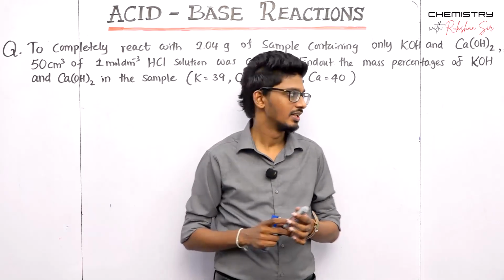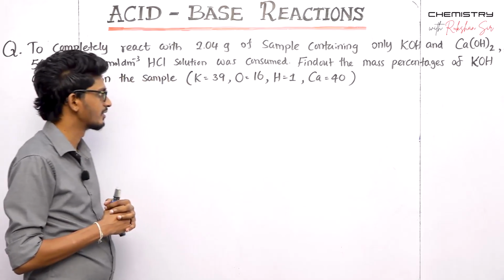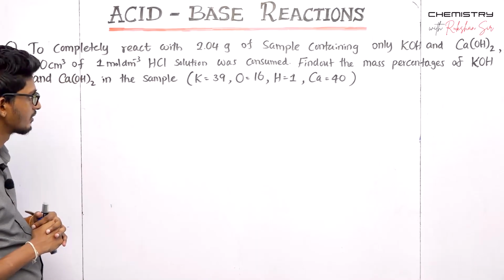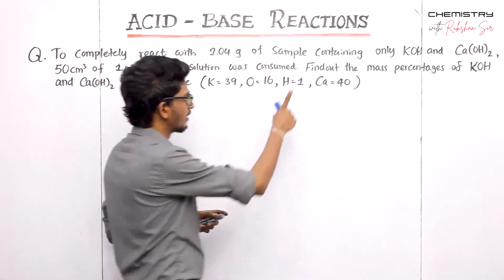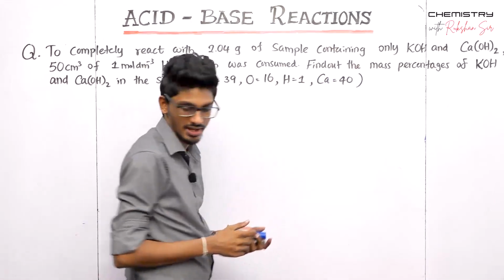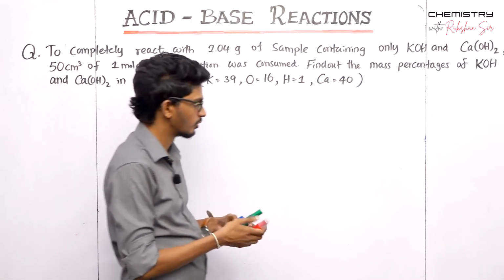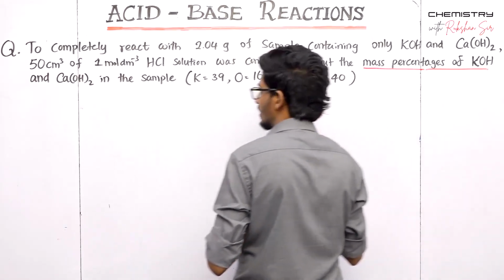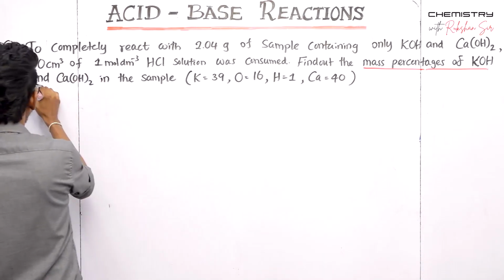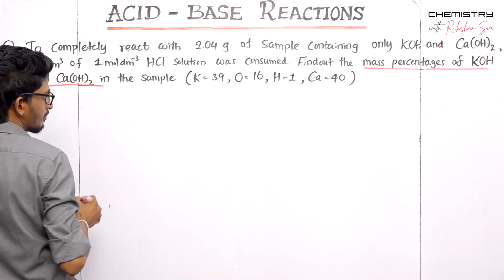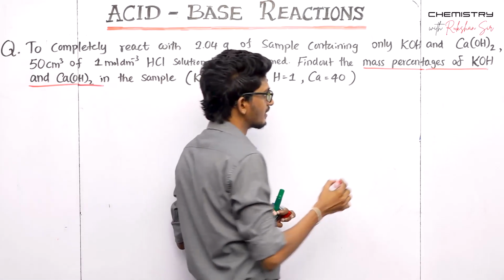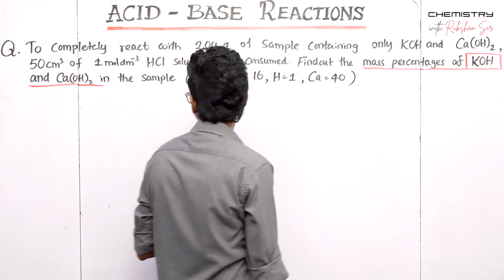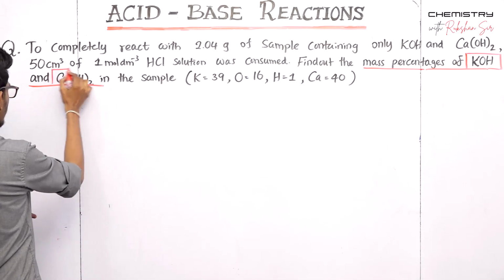Let's identify the goal. With the first sentence or the final sentence, we could see the goal appearing. So here it is finding out the mass percentage of KOH and calcium hydroxide in the sample. That is the goal. So the two related chemicals in your goal are the KOH and the calcium hydroxide.